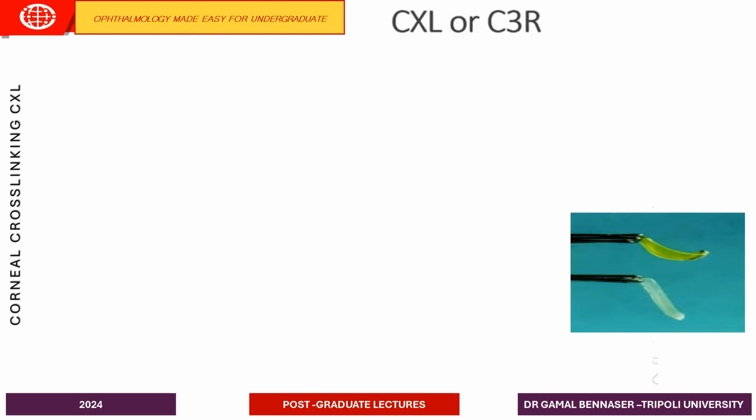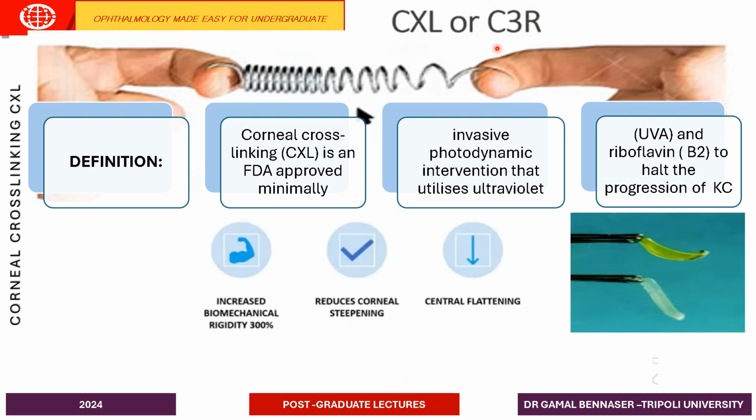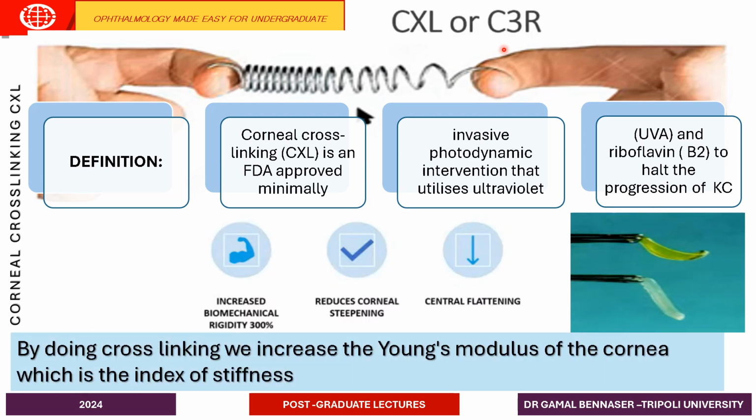The CXL is defined as corneal collagen crosslinking, which is abbreviated as C3R. C3 means three letter C's, corneal collagen crosslinking. And this is an FDA approved technique, which is a minimally invasive photodynamic interaction that utilizes the ultraviolet along with the riboflavin as a photosensitizer. This will induce a chemical reaction within the stroma and release of certain oxygen radicals that lead to cross-linking between the collagen fibers, and this will increase what's known as the Young's modulus of the cornea.